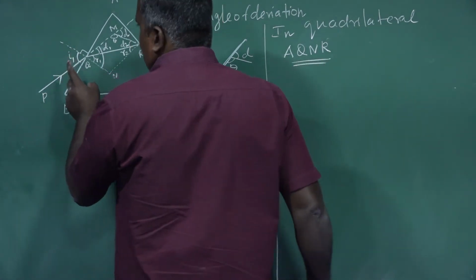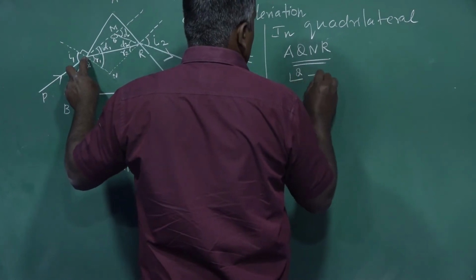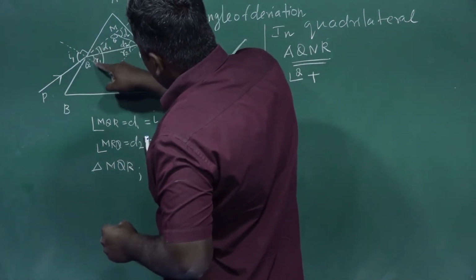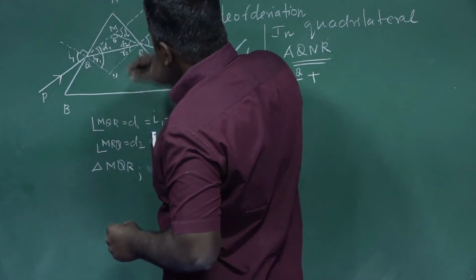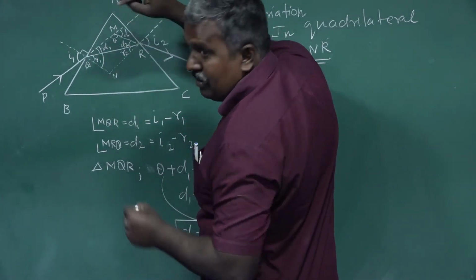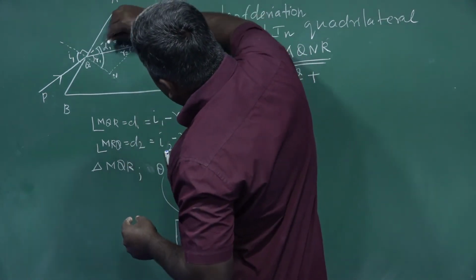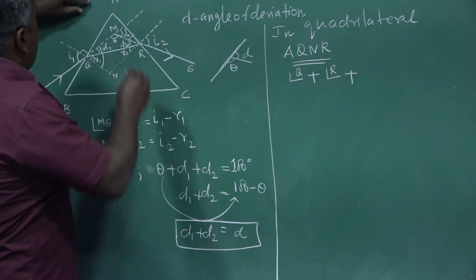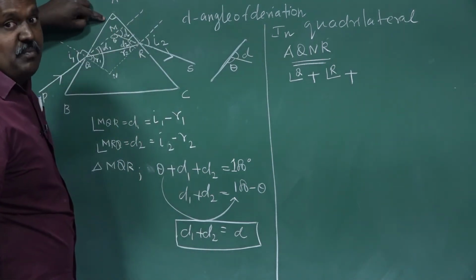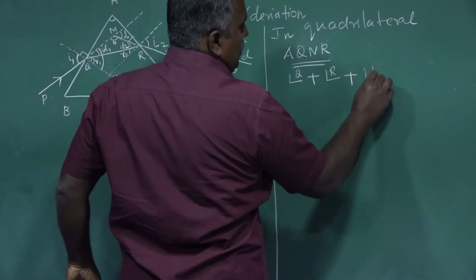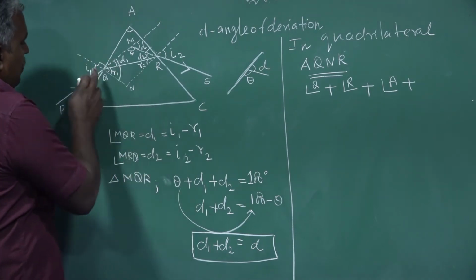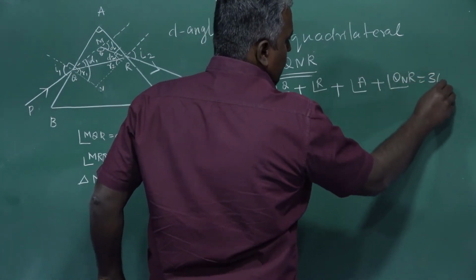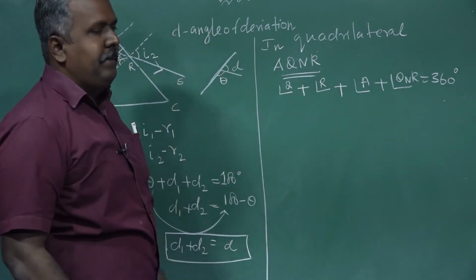So angle Q, angle R, this angle 90 degree, no? And this angle, listen here, angle R. And what is this? Angle of the prism. It is simply denoted by capital A. A plus angle Q, N, R is equal to 360 degree.